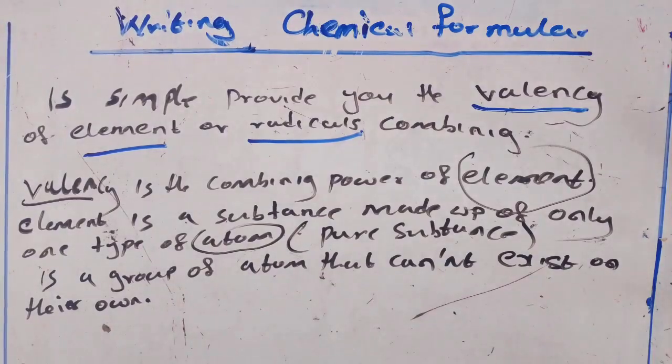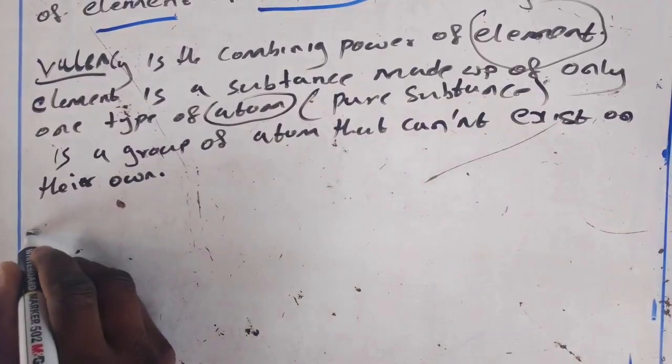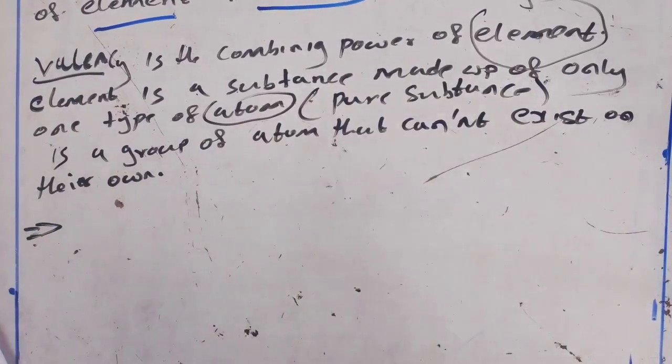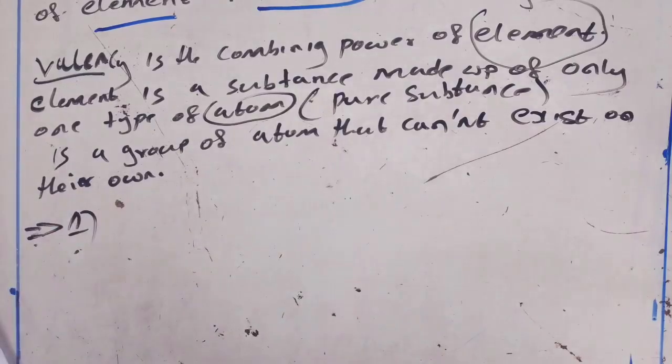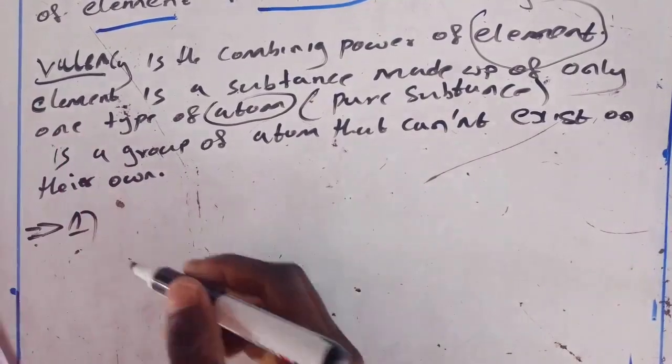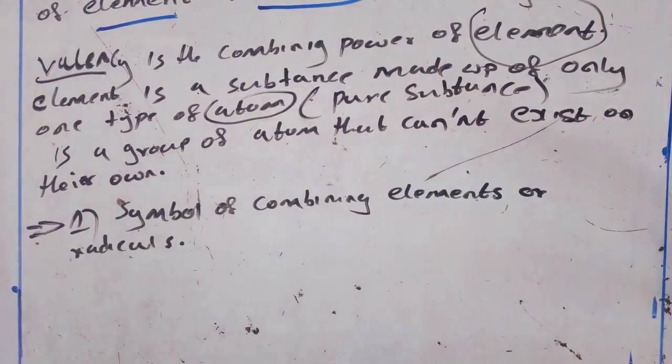So the first step that you need to take, step one, I'm going to write it like this. The first step, we're going to write the symbols of the combining elements. So step one: write the symbol of the combining elements.